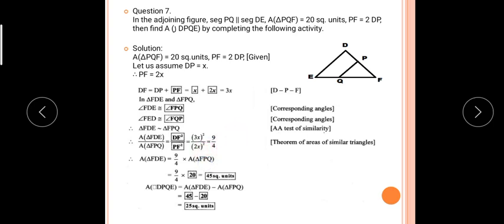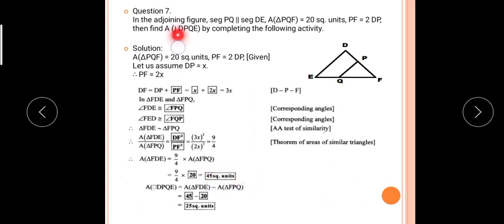So these x squared will cancel out; 3 threes are 9, 2 twos are 4. And now area of triangle FDE is equal to 9 by 4 into area of triangle FPQ. We are shifting this to the other side, and it is given that the FPQ triangle area is 20. Therefore 9 by 4 into 20. So 4 fives are 20, 9 fives are 45 square units. And therefore the area of triangle FDE is equal to 45 square units.